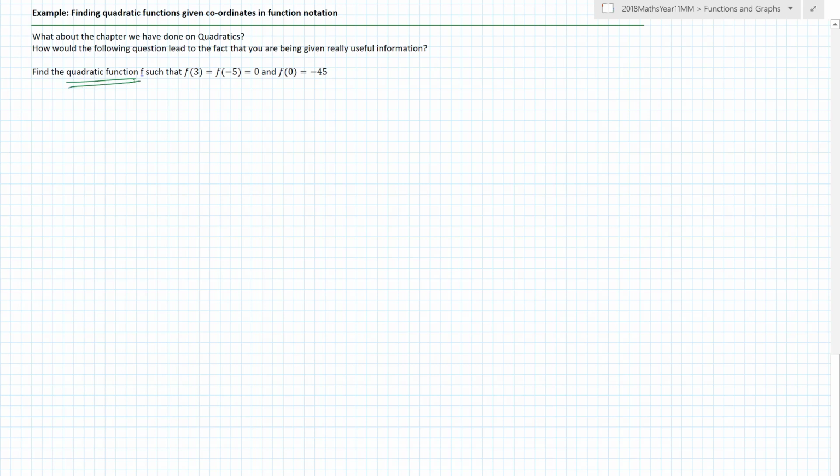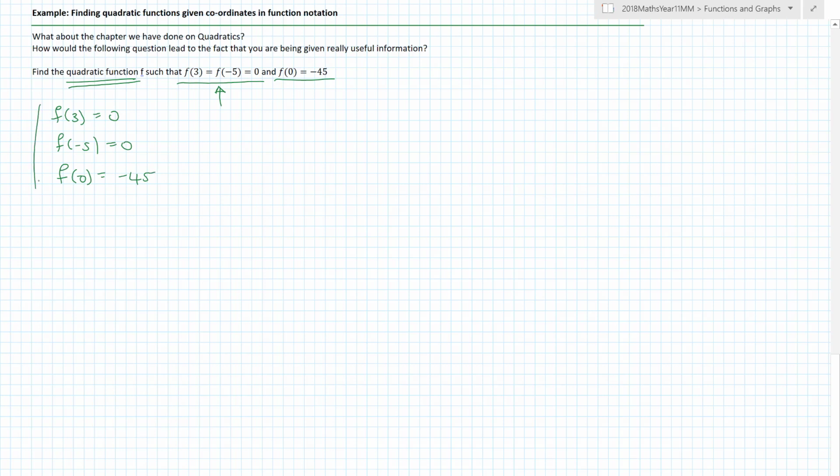So we have a quadratic function, and it's given us f of 3 equals f of minus 5 equals 0, and f of 0 equals minus 45. Well, first thing I'm going to do is, this looks confusing. I'm just going to write it out in a slightly longer way. f of 3 equals 0, all right? f of minus 5 is equal to 0, and f of 0 equals minus 45.